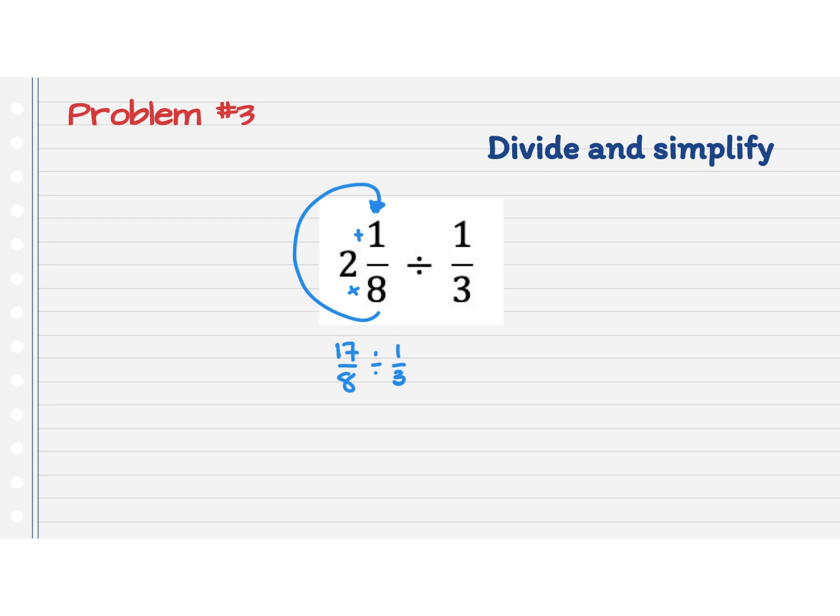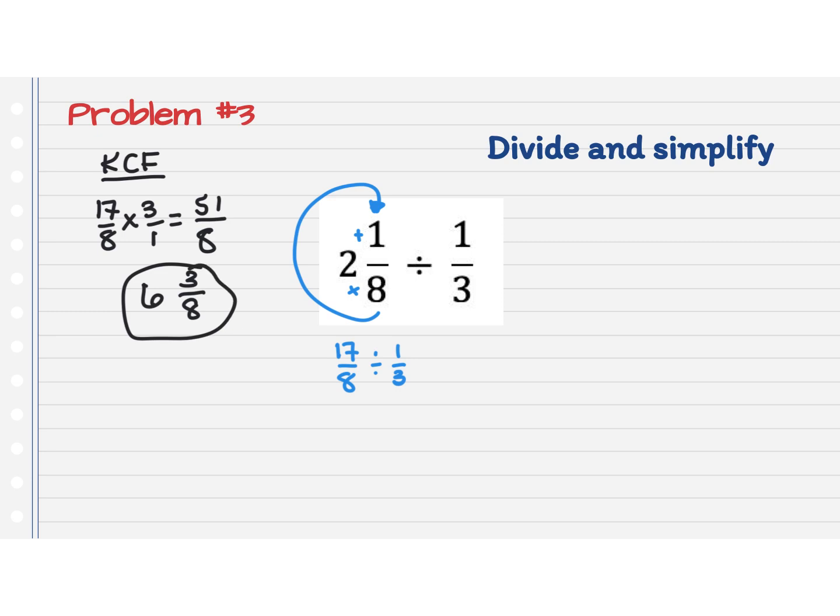I'm going to do the keep, change, flip in black. So if I'm going to keep it, it's going to be 17 over 8. I'm going to change it, and then I'm going to flip it. 3 over 1. Whoops. Erase that. 3 over 1. I'm going to multiply. My denominator is 8. 3 times 7 is 21. Carry the 2, 51 over 8. You could leave it like that, but you really do want to reduce it. In order to reduce it, 8 goes into 51 6 times. And then what is going to be left? That would be 48, 49, 50, 51, 6 3/8. So that would be your solution there.